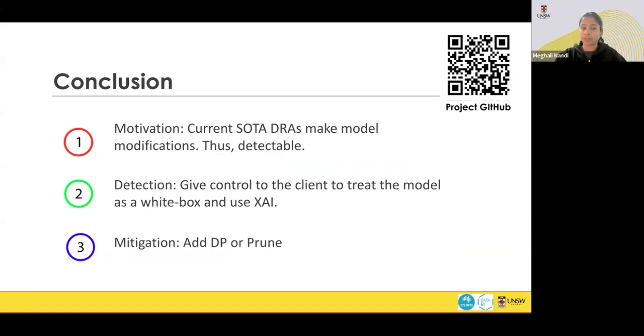So coming to the conclusion, the motivation behind this work is that current state-of-the-art DRAs make model modifications. So basically, these make the models detectable on the client side. And how we are detecting is we have given the control to the client to treat the model as a white box and use explainable AI. And after identification, the mitigation strategy was to add differential privacy or prune only the identified layers.